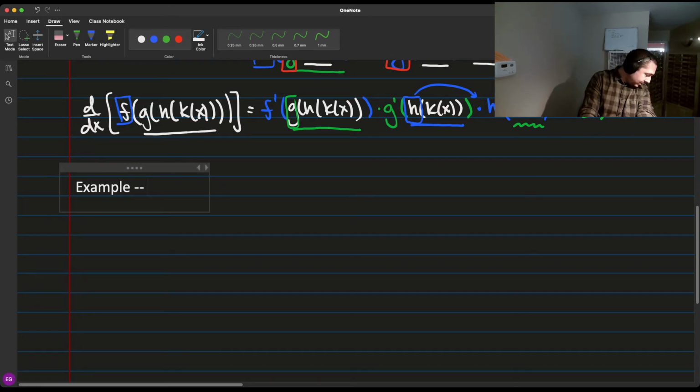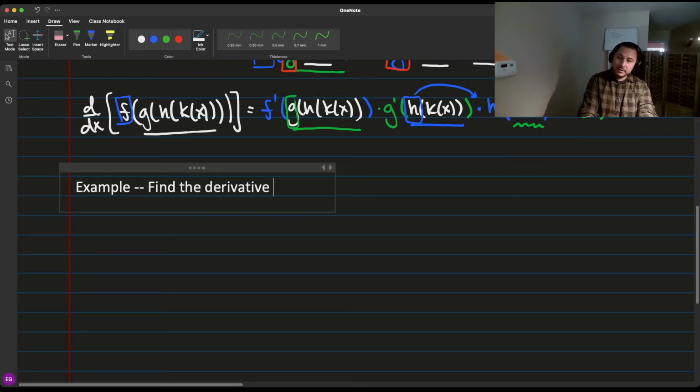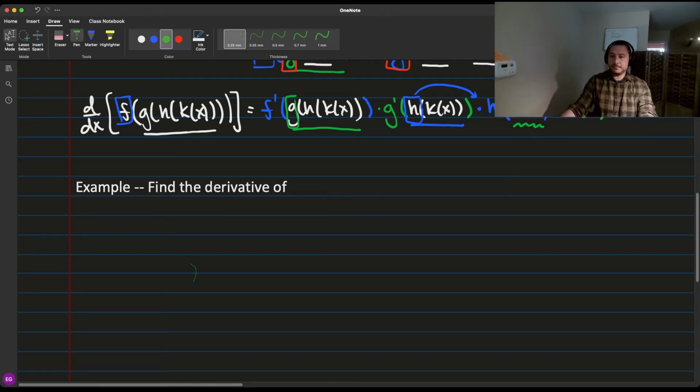So example, let's find the derivative of cosine to the fourth of 7x squared plus 1. Now really we should rewrite this. It's the cosine of 7x squared plus 1, all raised to the fourth.